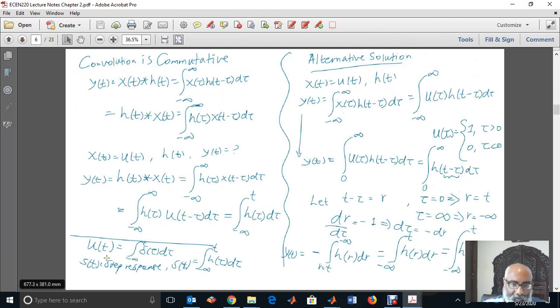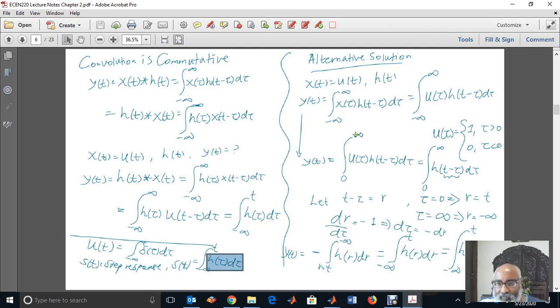because u(t) is the integration of the unit impulse function, then s(t), the step response of the system, will be the integration of the impulse response. The step response means the response of the system when I give a unit step input, and it will be the integration of the impulse response, because the unit step function is the integration of the unit impulse function. The step response of the system is the integration of the impulse response of the system.